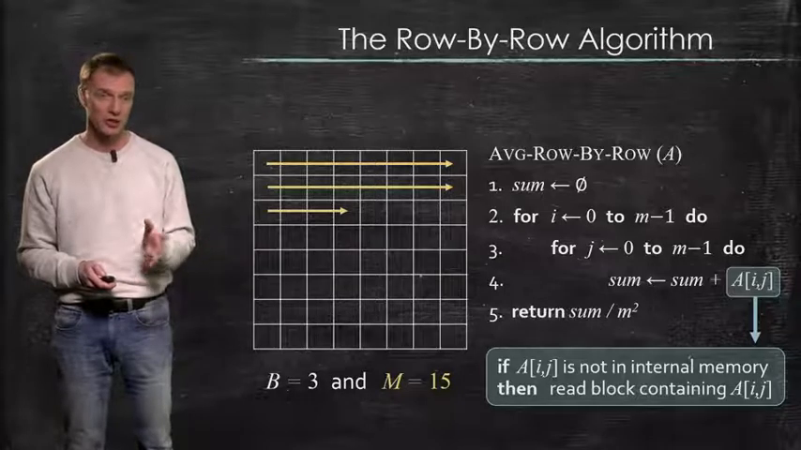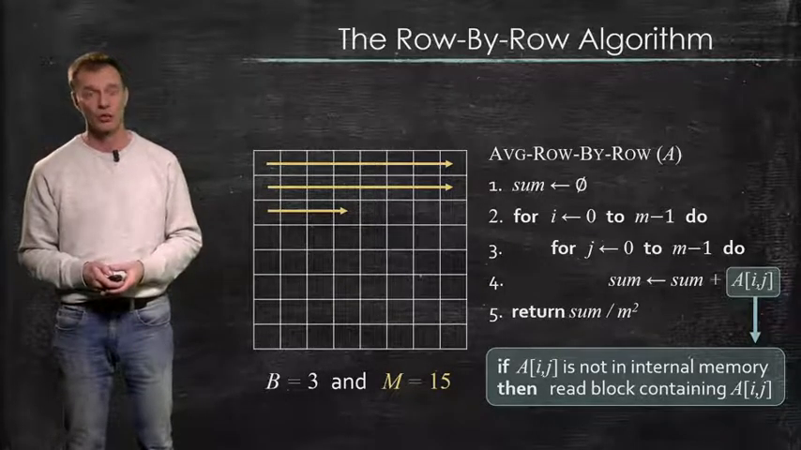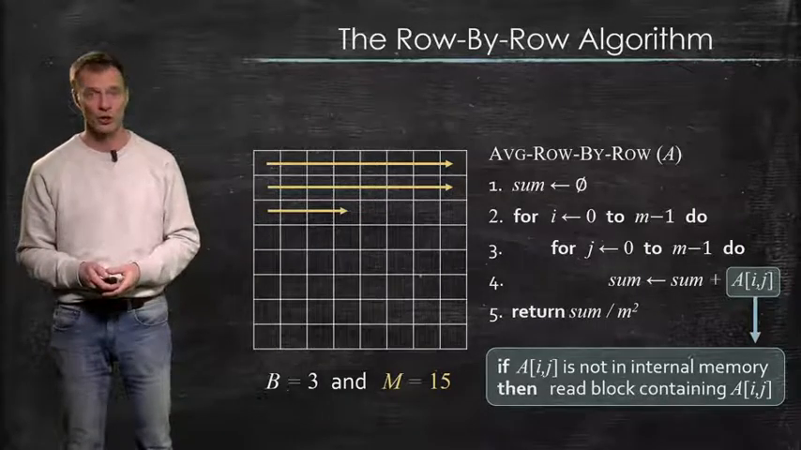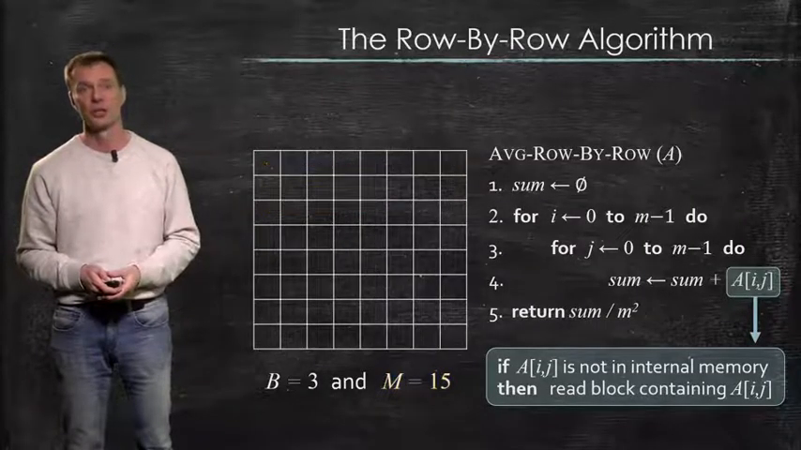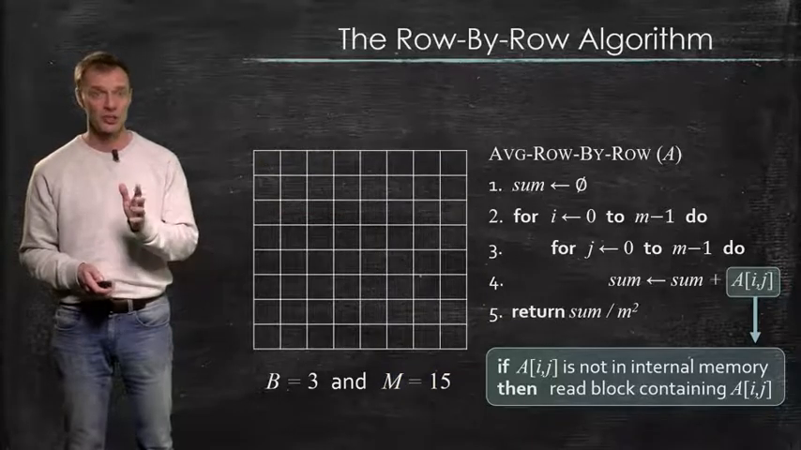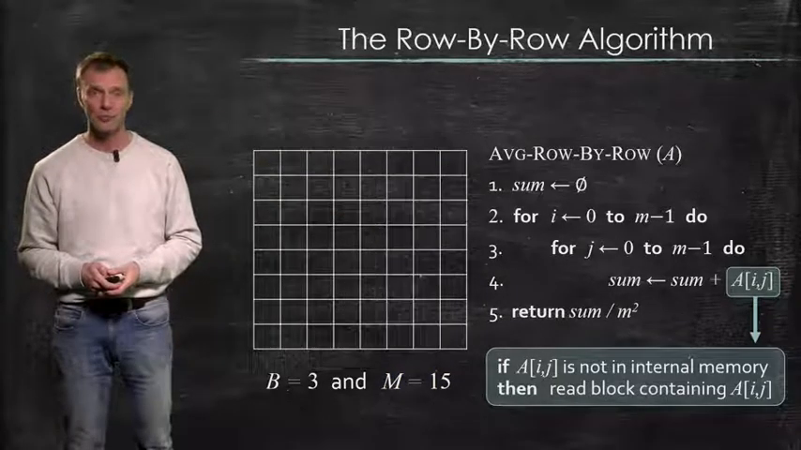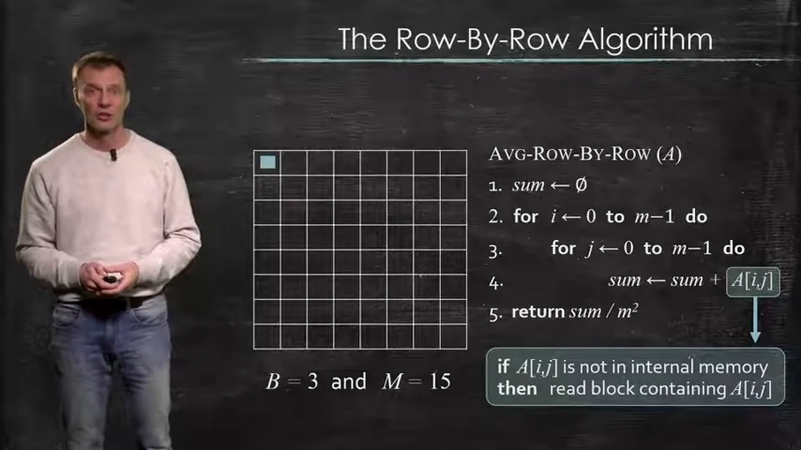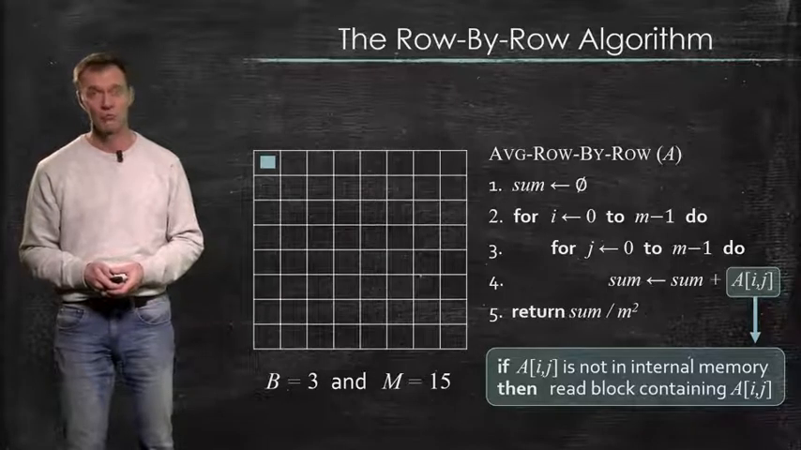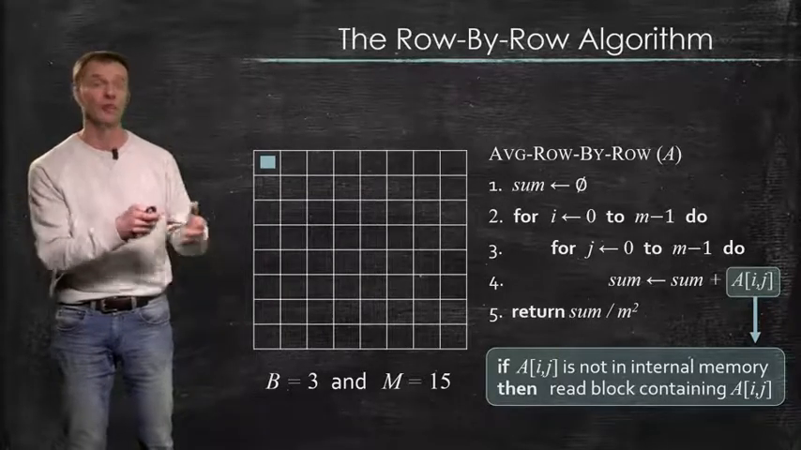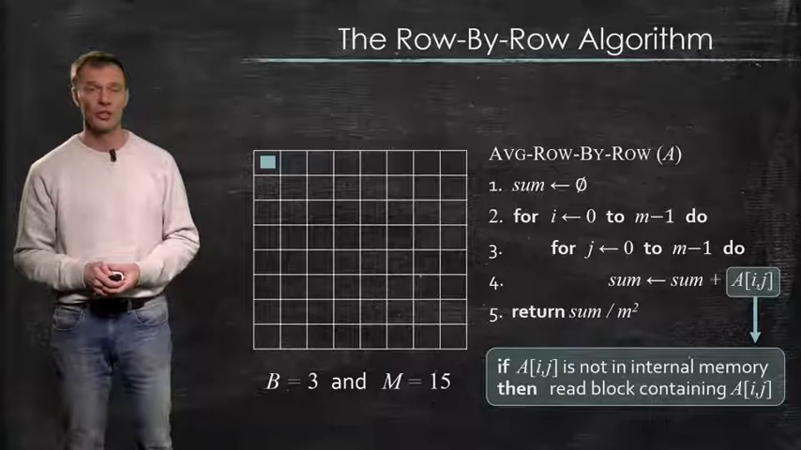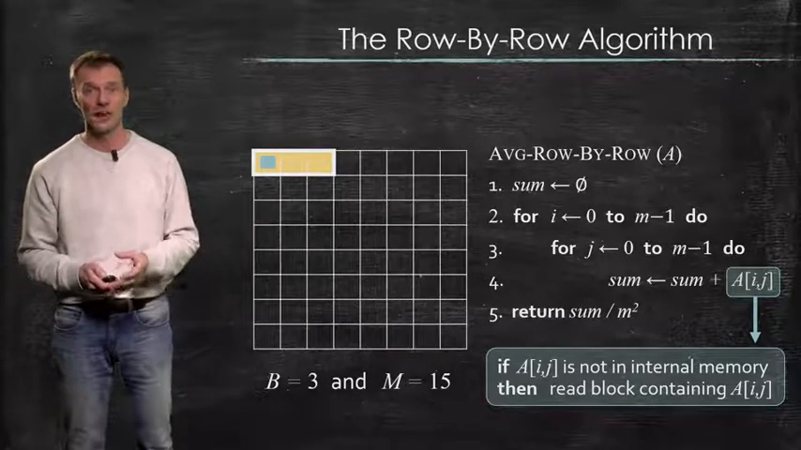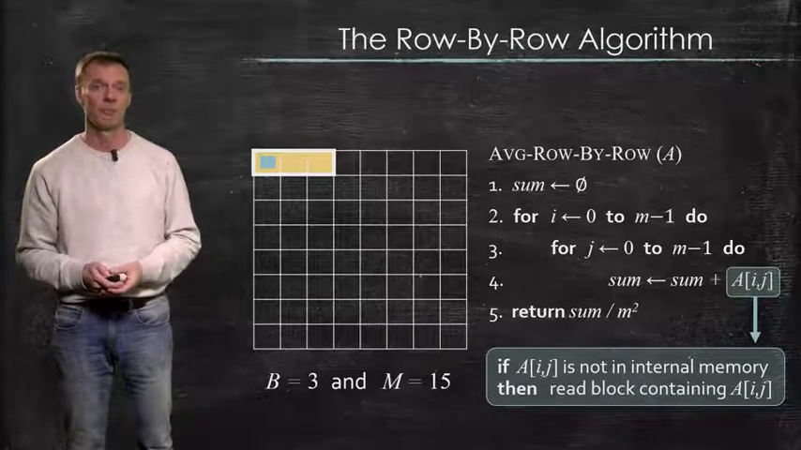Let's have a look at how this works, and let's assume that here M, the size of the internal memory, is 15. In practice, M would of course be much larger, let's say several millions, but for illustration purposes, it's nice to look at a small example. So how does it work? The algorithm first reads the data element from the top left corner. Initially everything is stored on disk, so it needs to read this particular block. It reads the block and adds the value to our sum.